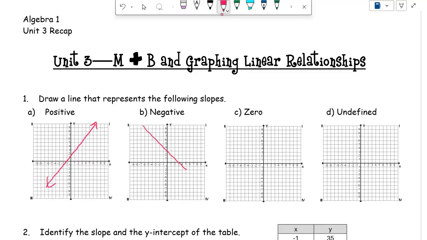A negative slope goes downhill, okay? So from left to right, it goes downhill. A zero slope has no movement. It's like you're stopped, not moving. And an undefined slope is straight up and down.